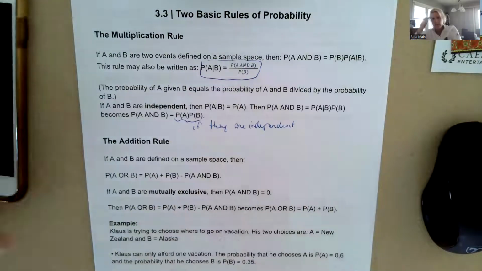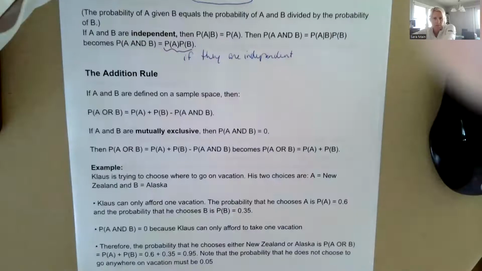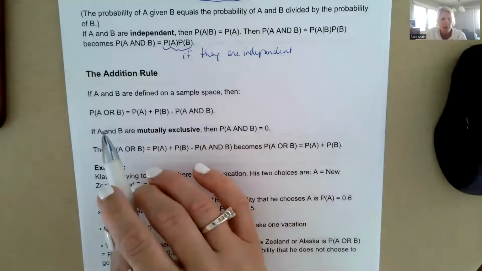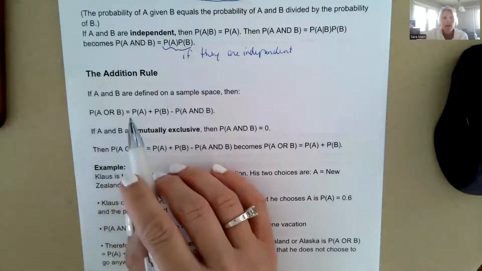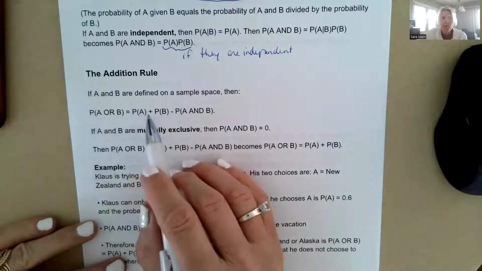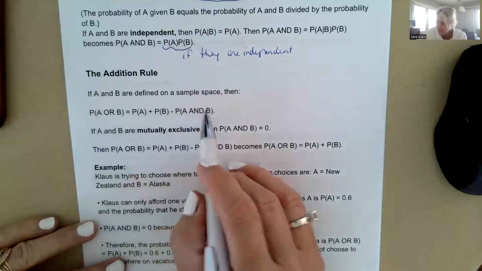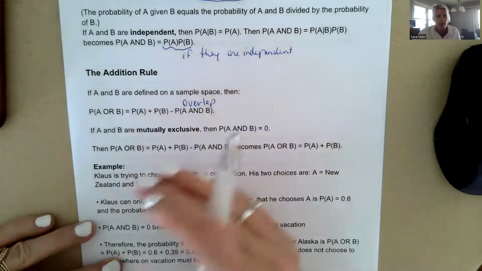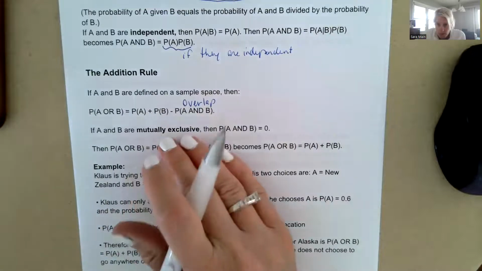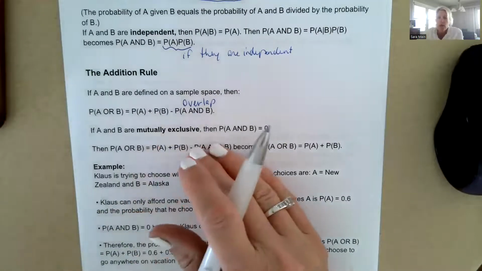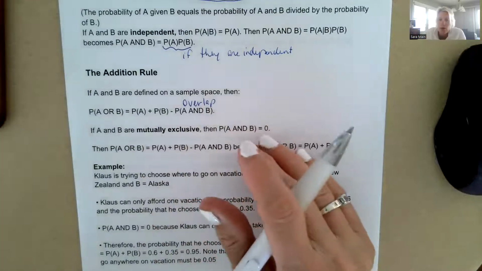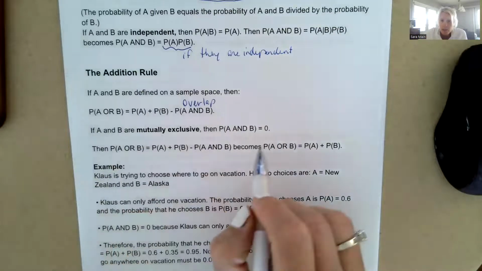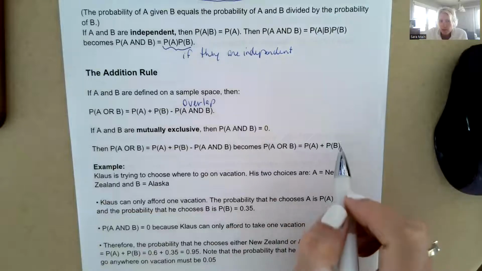The addition rule we've already introduced in a little bit of other examples in 3.2. It says if A and B are defined on a sample space, then the probability of A or B can be shown by taking the probability of A plus the probability of B and subtracting the probability of A and B, which is the overlap, which we talked about in lesson 3.2. So we're going to experience that again. If A and B are mutually exclusive, which we just talked about in lesson 3.2, then the probability of A and B is equal to 0. So there is no overlap. In that case, the probability of A or B is simply the probability of A plus the probability of B because there is no overlap.